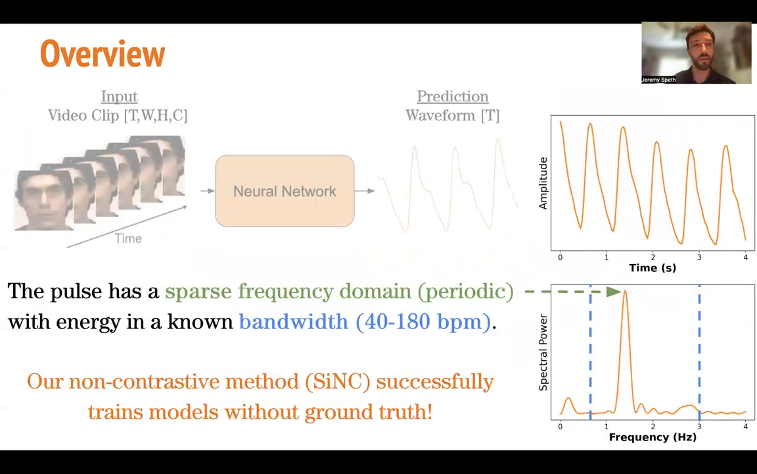We present a method that exploits the sparsity of the pulse signal, since it's a strong periodic signal. It also only exists within a finite bandwidth, say 40 to 180 beats per minute. We come up with a method that can actually directly train models with just video and no ground truth.